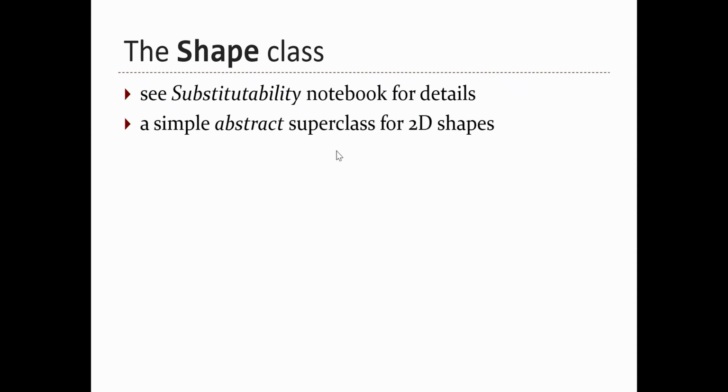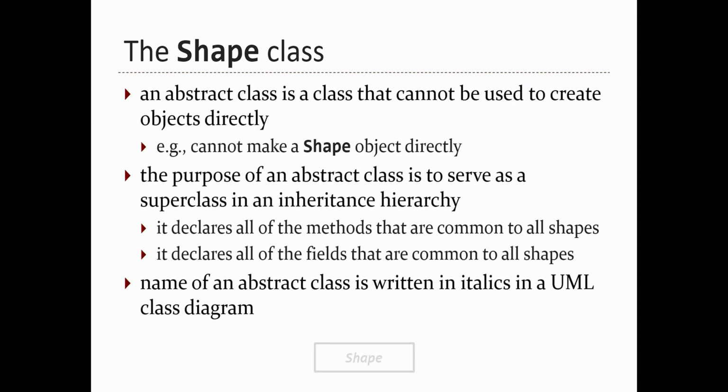All right, we now need to look at methods. If you haven't, there is a notebook called Substitutability that contains all of the classes and discussion for this lecture. There's something called the Shape class, but I'm going to describe it in the lecture slides as well. The Shape class is something called an abstract class, which we haven't seen yet.